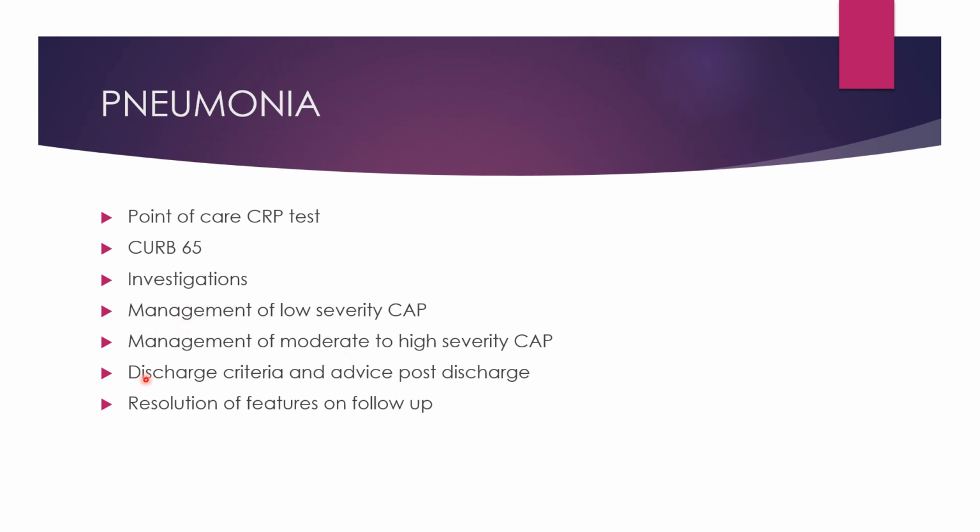And these two are very important: management of low severity community acquired pneumonia and management of moderate to high severity community acquired pneumonia. So what is the difference? So for low severity, the first line would be amoxicillin, and if the patient is allergic, then we can go ahead with a macrolide or tetracycline, and a 5 day course of antibiotics. For patients with low severity community acquired pneumonia, 5 days of antibiotic therapy is recommended.